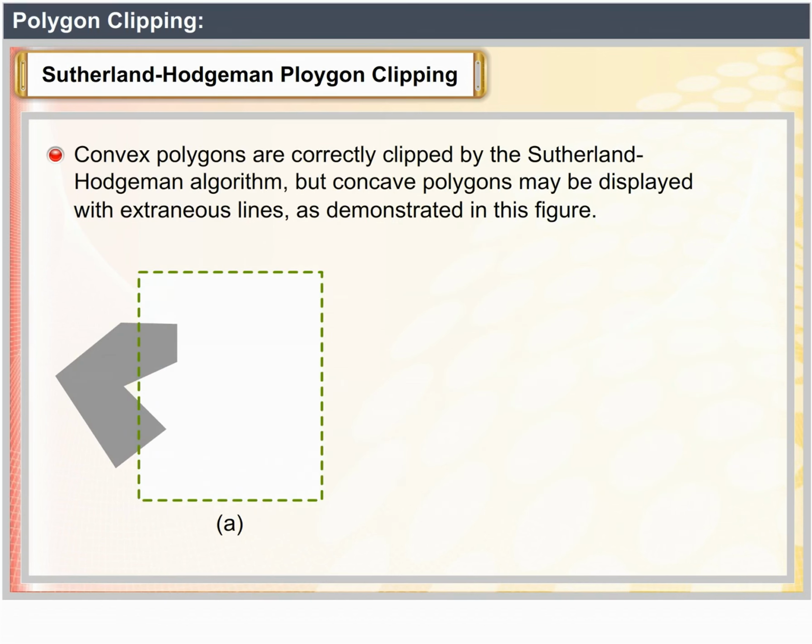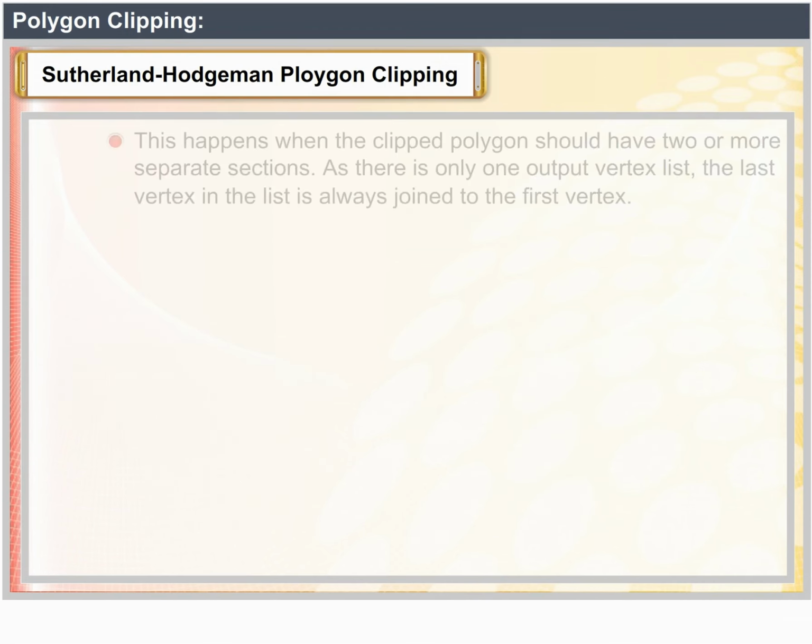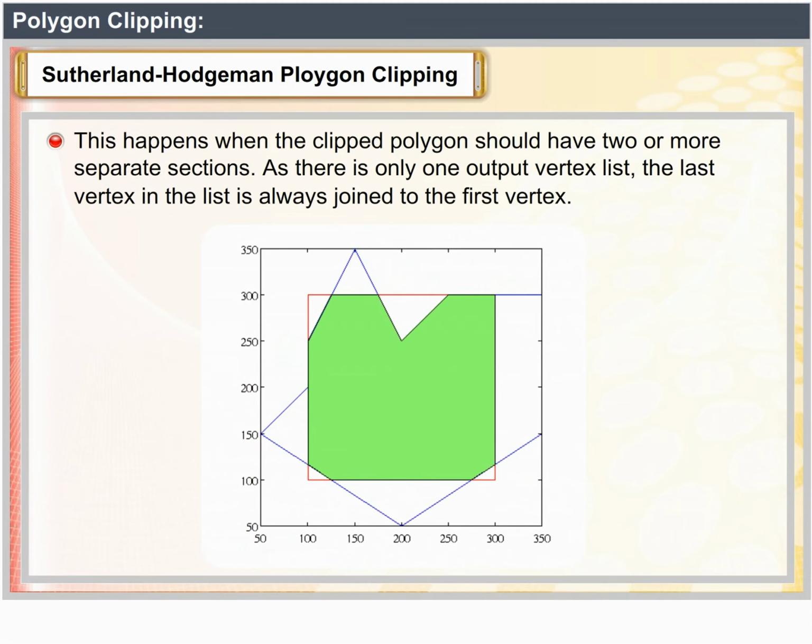Convex polygons are correctly clipped by the Sutherland-Hodgman algorithm, but concave polygons may be displayed with extraneous lines as demonstrated in this figure. This occurs when the clipped polygon should have 2 or more separate sections, but since there is only one output vertex list, the last vertex in the list is always joined to the first vertex.